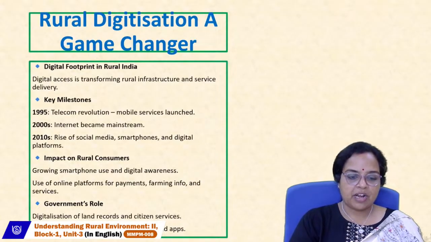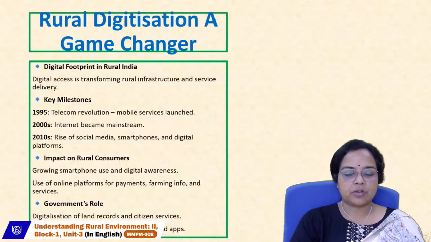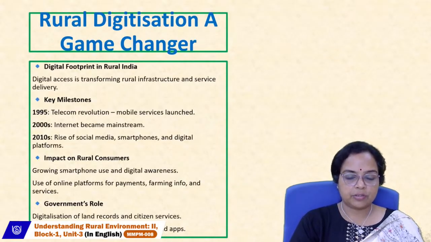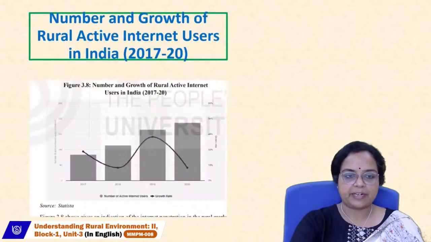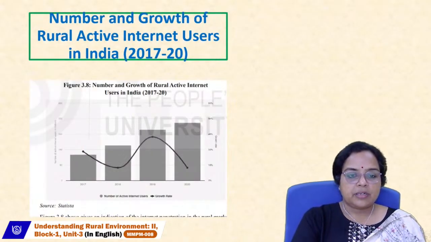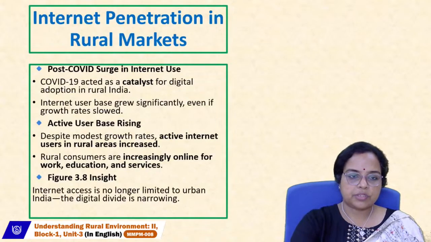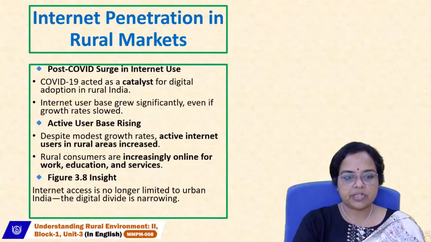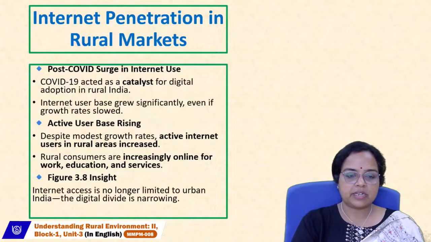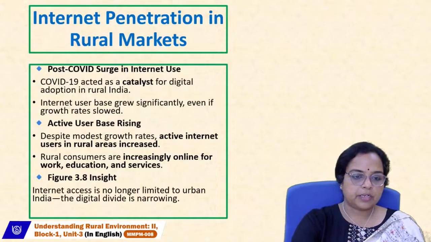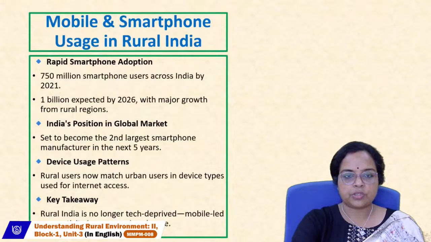But digitization of land records and citizen services has also helped society, or the rural belt, to have more information. This data shows the number and growth of rural active internet users in India from 2017 to 2022. Internet penetration in rural markets post COVID-19 acted as a catalyst for digital adoption in rural India also. Despite modest growth rates, active internet users in rural areas increased, and rural consumers are increasingly getting online for their work, education, and services.